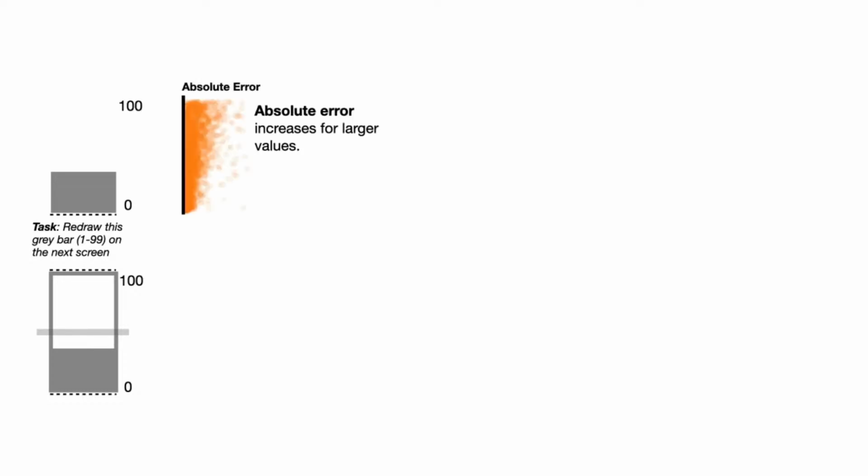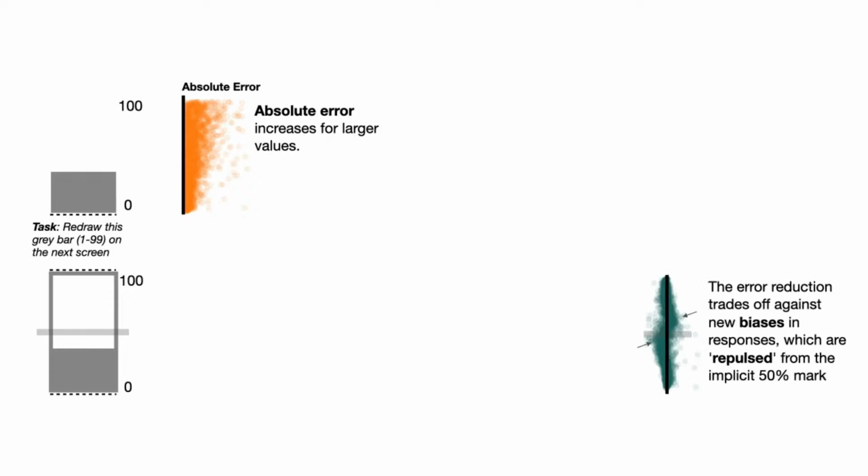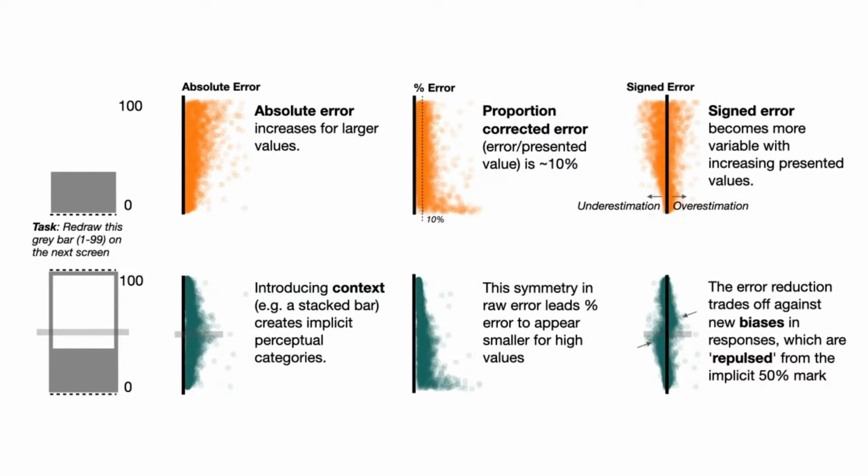We asked participants to recreate bar graphs. When the bar was alone, we saw a different pattern of error than when the bar was presented with context in a stacked bar graph. We find that absolute error increased for higher bars when they were presented alone. We also found that there was a bias in the responses such that they were repulsed from an implicit 50% mark. We found a magic number, 10%, to predict error. Participants are usually within 10% of the height of the bar.